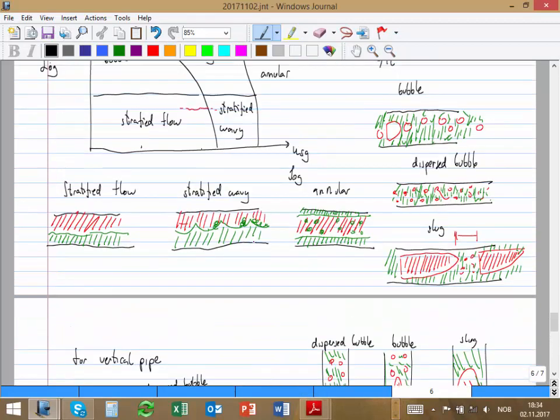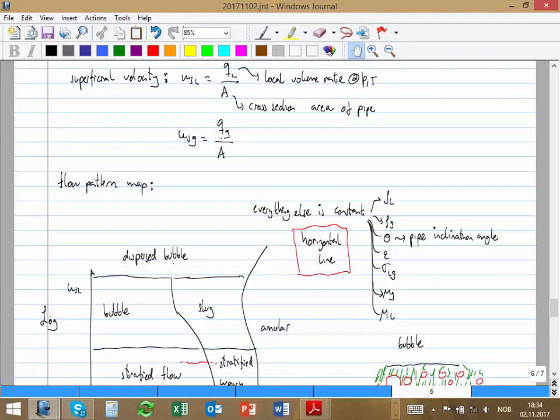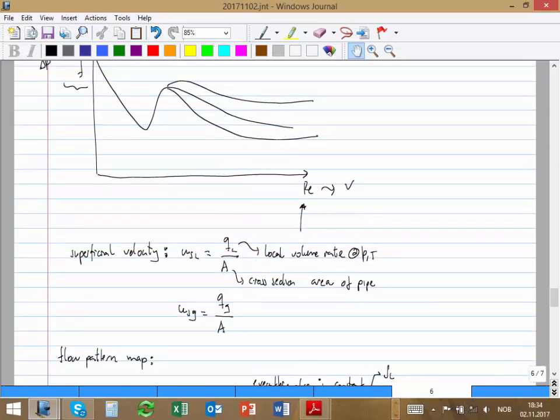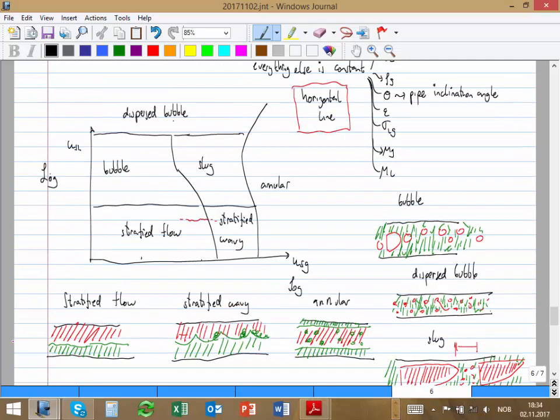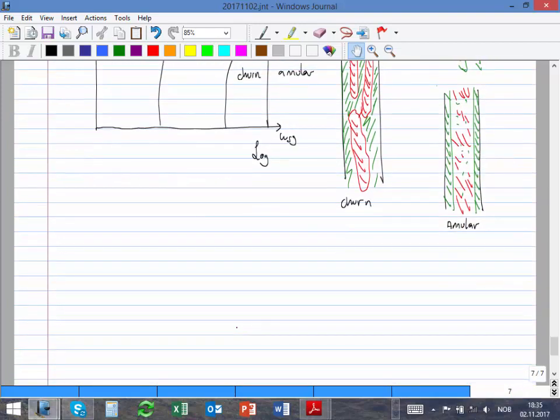Okay, we continue then. The map is not so important that you draw it yourself, but the main point is that for different combinations of superficial velocities, and remember, this is the local rate divided by the cross-section area of the pipe, it has units of velocity, meters per second. If you keep everything else constant, which is not the case, you find a very nice map: if you have this combination, you have bubble; if you have this combination, you have stratified, and so forth. And you see more or less what each flow pattern means.